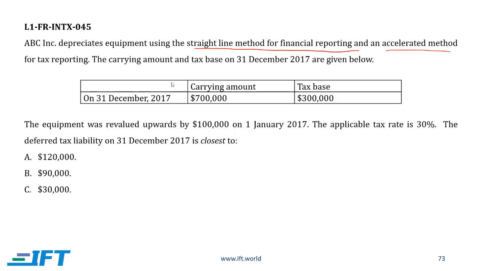The carrying amount and tax base on 31st December 2017 are given below. So carrying amount is 700,000 and your tax base is 300,000. So carrying amount minus tax base into tax rate would be how much? Okay, so the tax rate is 30%. So 700 minus 300 into 0.3 is what?